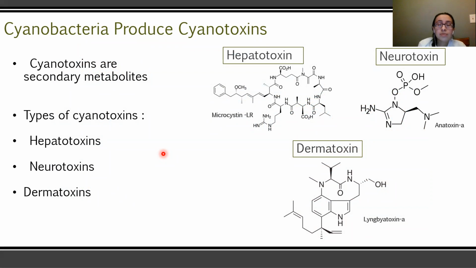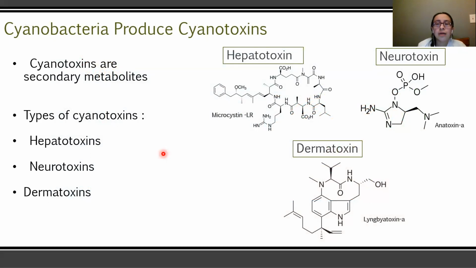So there are three types of cyanotoxins. The first one, hepatotoxin. This is a toxin that damages the liver of organisms. The next one is neurotoxin. This toxin damages the nervous system of an organism. And then the dermatoxins, they are able to damage the skin and the mucous membranes of an organism.